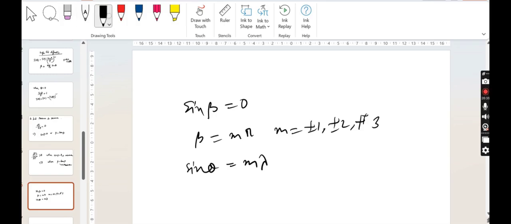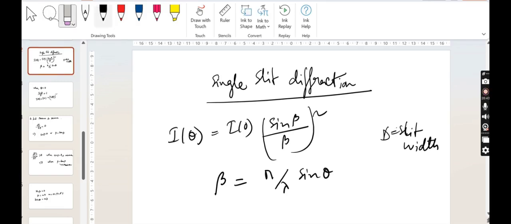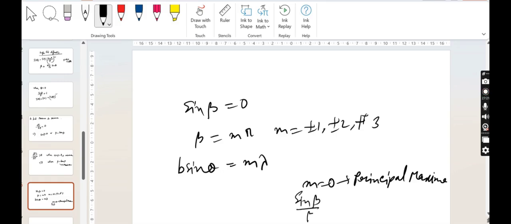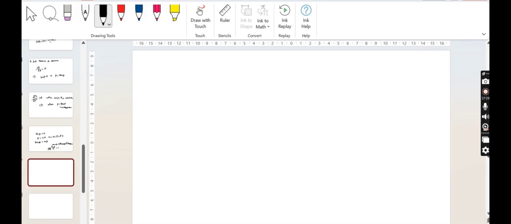So for simplicity, we can make it small b. Then this is also small b. So b sine theta is equal to n lambda. That is basically the condition for minimum. Here when m is equal to 0, that is not a minimum, that is basically a maximum. This is the principal maximum, because at m equal to 0, sine beta by beta is equal to 1.